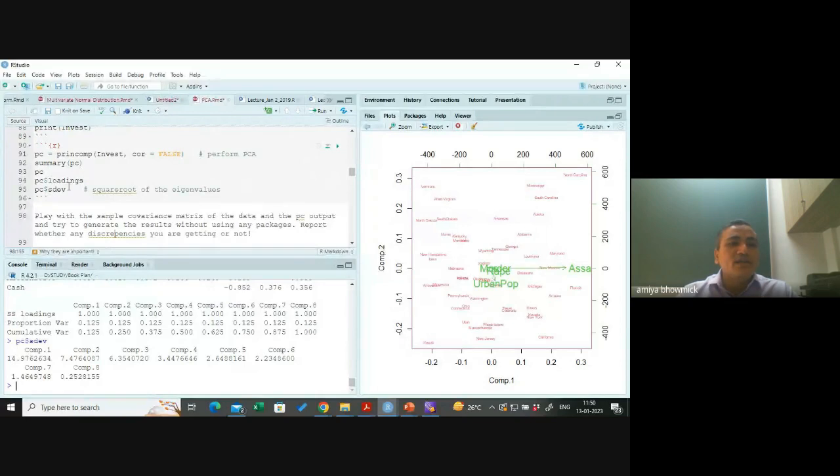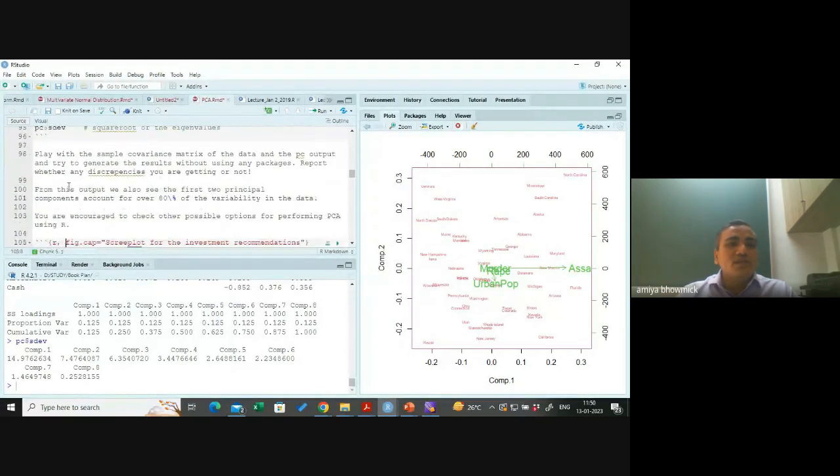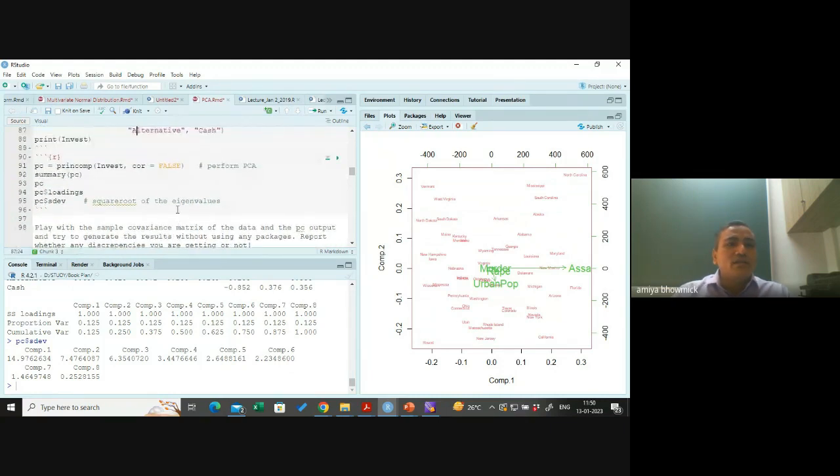Okay. This part is done. So this is what we have. Right? So from the output, we see that the first 2 principal components actually explain approximately 80% of the variation in the data, right? So can we just have a look at this summary once again?